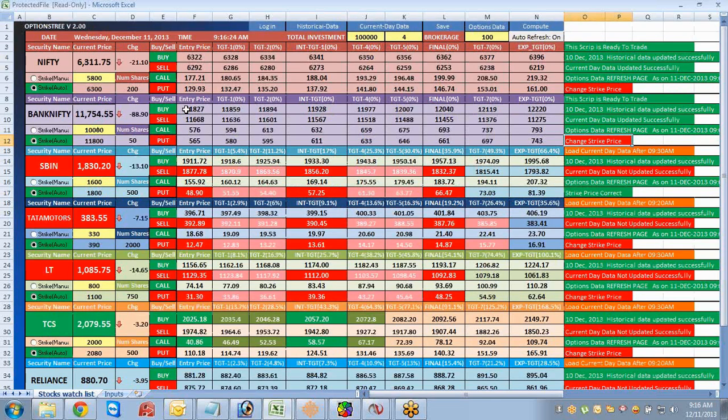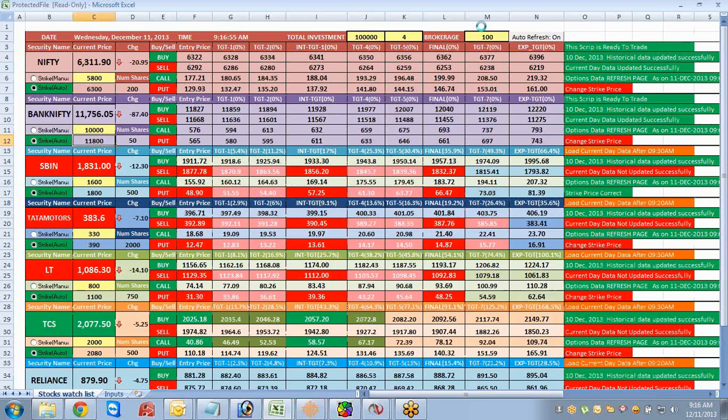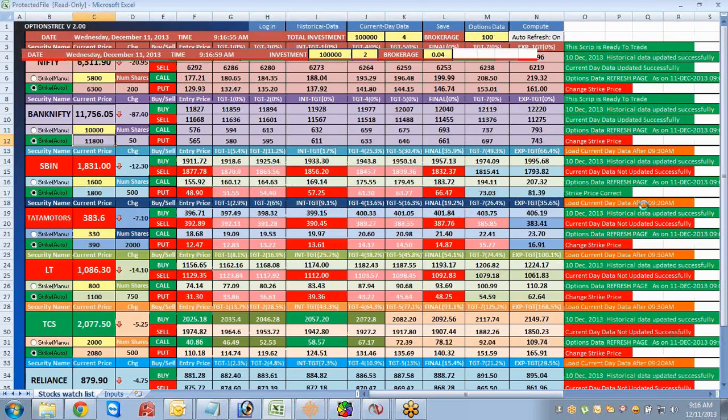Likewise, for Bank Nifty, again the entry is 11827 on the upper side. You'll buy a call option at that price. And in case it goes down to 11668, you'll buy a put option with a strike of 11800. We'll take the current day data again at 9:20 for some more scripts, that is Tata Motors and Reliance, and at 9:30 we will do it for L&T and SBI.